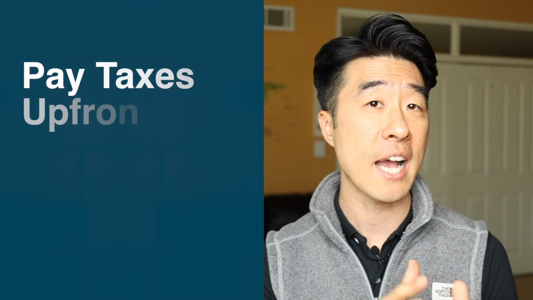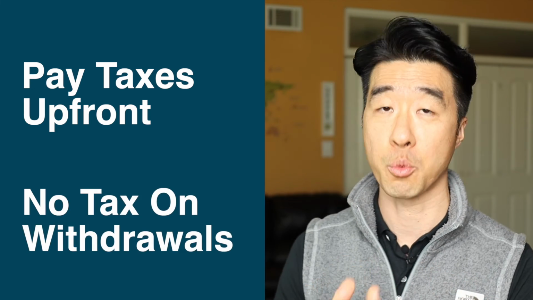The second type of IRA I want to discuss is the Roth IRA. The key difference between the Roth IRA and the traditional IRA is the timing of their tax advantages. With a traditional IRA, you deduct contributions now and pay taxes on withdrawals later. Roth IRA works the opposite. You pay taxes up front, but you don't have to pay taxes on your withdrawals.